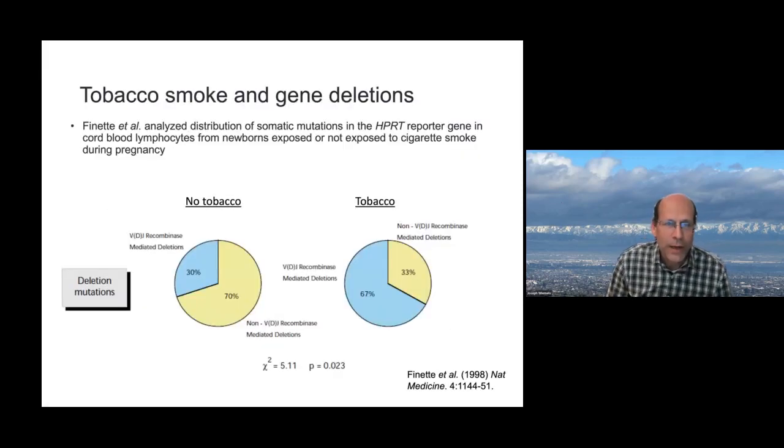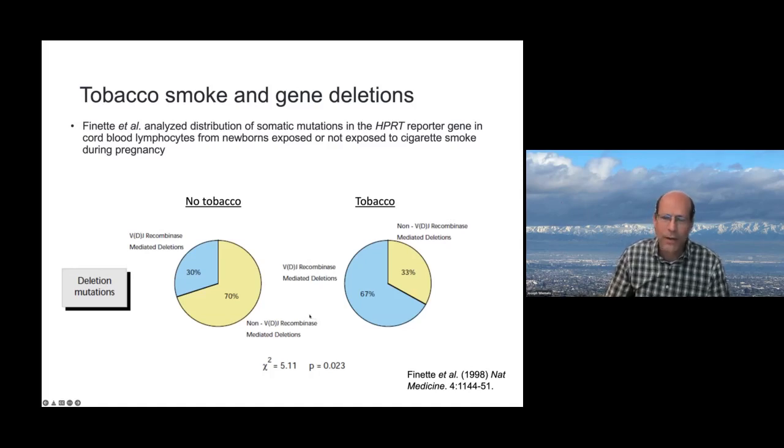And one reason for looking at tobacco is a molecular genomic feature of leukemia cells, which are gene deletions, which are commonly found in lymphocytic leukemia tumors. Now, what I'm showing here is a study back from the 1990s where Barry Finette and colleagues looked at HPRT marker mutations in mothers who are smokers versus mothers who did not have tobacco exposure during pregnancy.